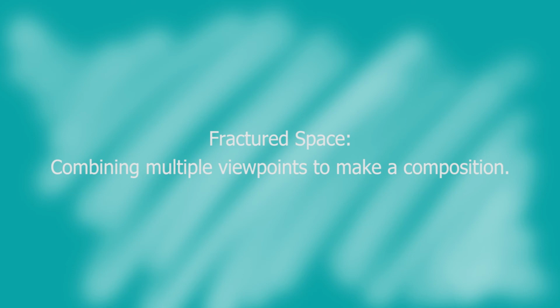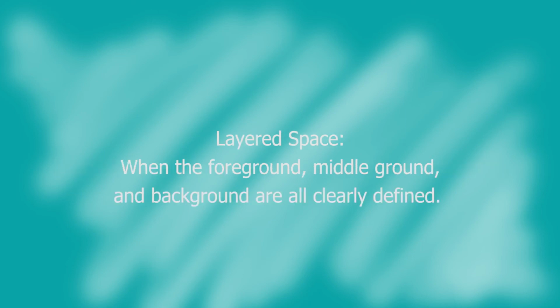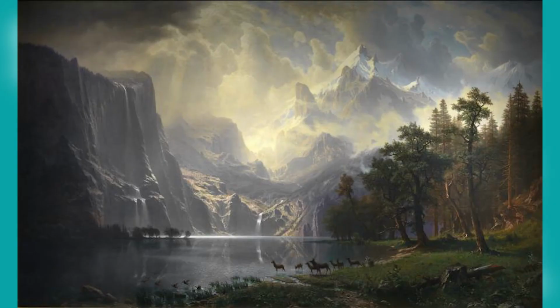Combining multiple viewpoints to make a composition. Layered space. When the foreground, middle ground, and background are all clearly defined. Here's the image for this week.